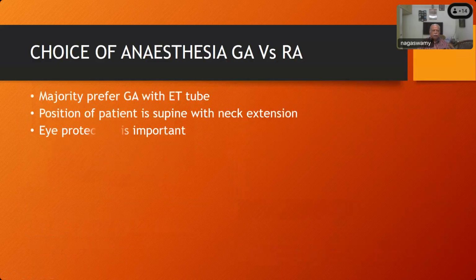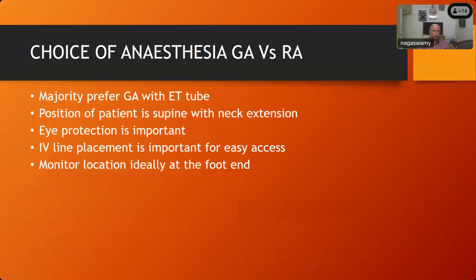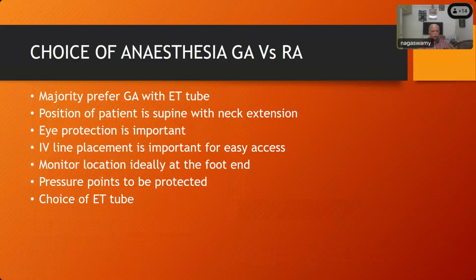The technique of anesthesia for this is GA with ET tube, position supine with extension. Eye protection is important, IV line placement for easy access, monitor location at the foot end, and pressure points to be protected. The choice of ET tube will be a flexometallic or a North Pole oral tube. Control is spontaneous? Spontaneous is very rare; the majority we go for controlled ventilation.